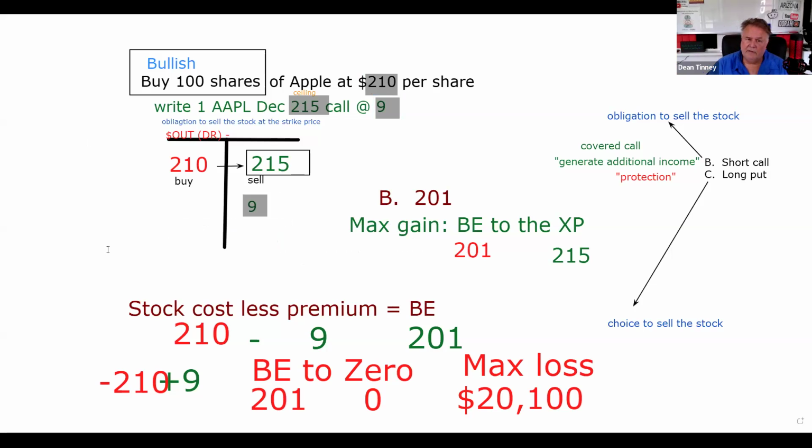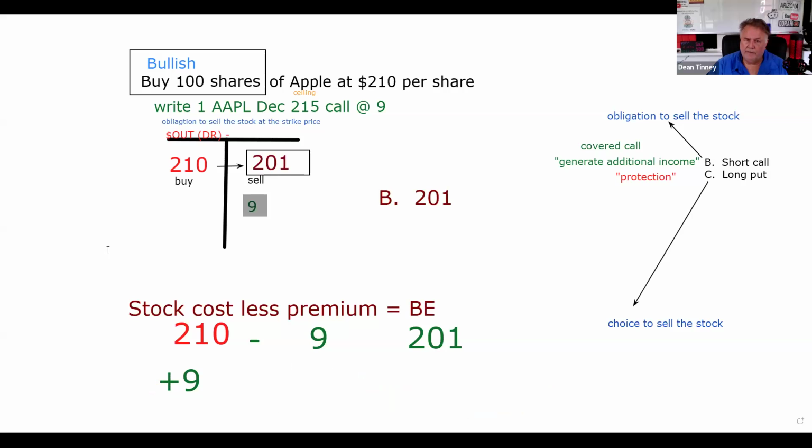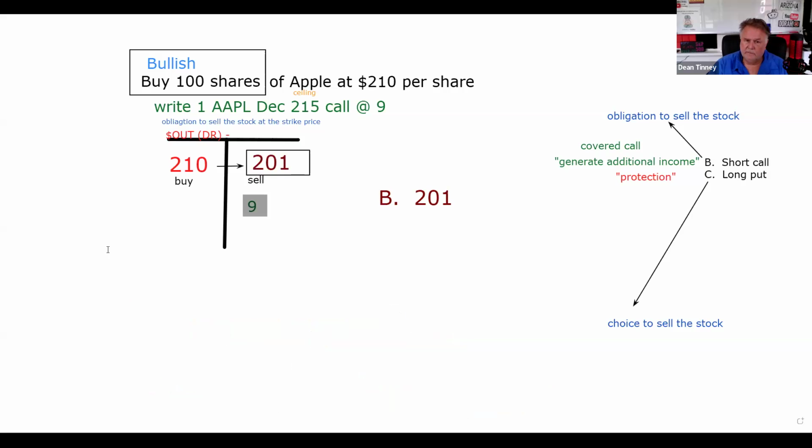All right, so let's go back. Let's do the reset. The initial setup will always be the same, the initial setup. And then we do whatever the question says, right? So they say your customer buys 100 shares of Apple at 210, writes an Apple December 215 call at 9. Which of the following is true?